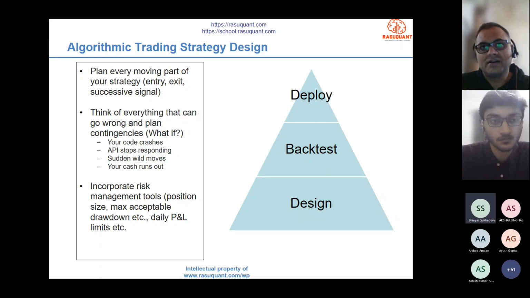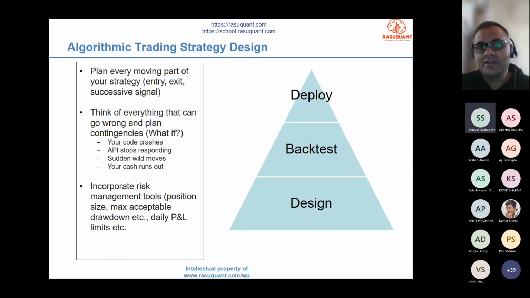So if you have set a stop loss of 5,000 rupees, that you cannot lose more than 5,000 rupees in a single day, and if you lose 5,000 rupees on a day, all your positions would be closed, right? So you will have to code that in your strategy. It's very important to incorporate risk management tools in your strategy. Otherwise, you're dead meat. When you are designing your algorithms, you have to keep these things in mind. So discipline is very important.